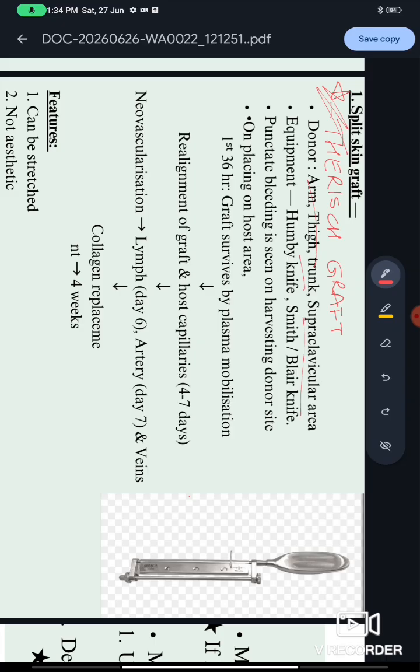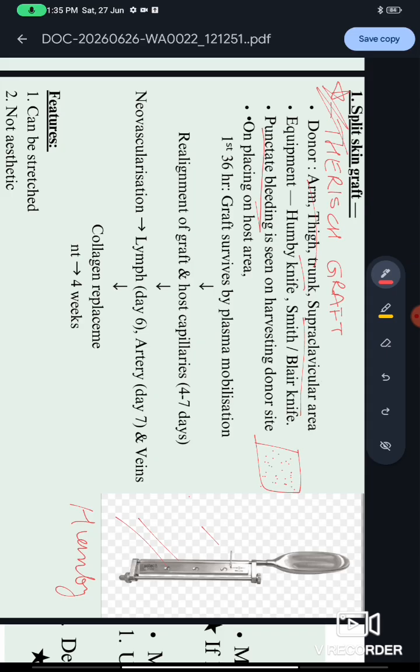This is the instrument that is used to harvest the split thickness or Thiersch graft. This is known as Humby's knife. Now, when the graft is harvested, there is punctate bleeding seen on the donor side. This is the donor side. So, punctate bleeding, that is tiny red dots, will be seen on the donor side.